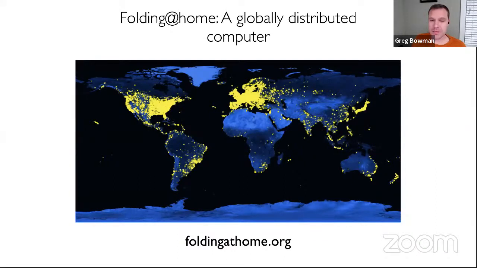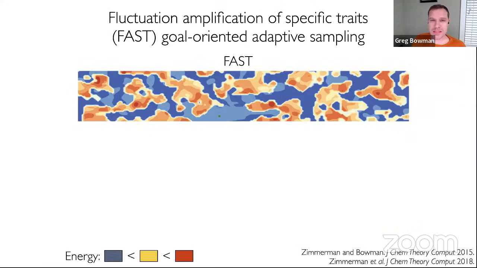And so this got me reading about the concept of exploration and exploitation trade-offs in the optimization literature. And we came up with this algorithm where the idea is to try to amplify interesting looking fluctuations, not by modifying the Hamiltonian or adjusting the temperature or anything that would perturb the Hamiltonian or the kinetics, but just by directing where we're gathering data. So what we came up with is this goal-oriented adaptive sampling approach, as we call it, called FAST.